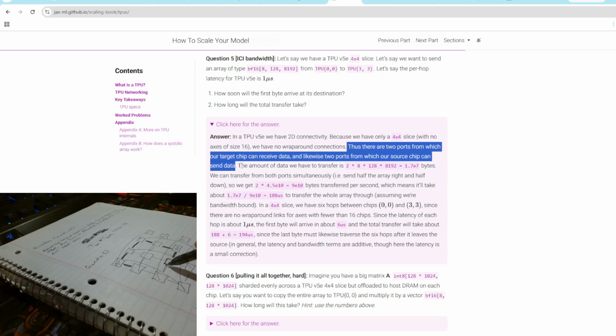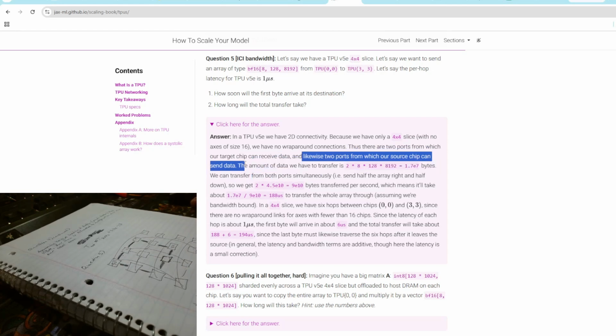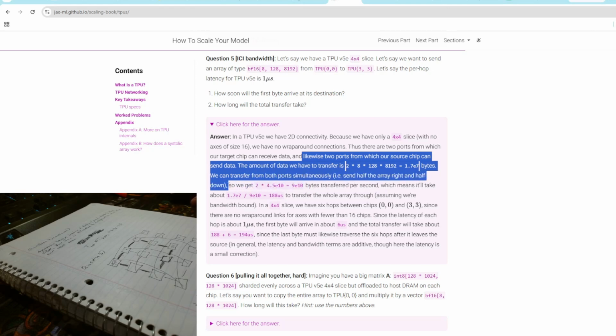So there's two ways to do this. Well, technically, there should be many more, but then you'd have to have logic for splitting it at these nodes. So anyway, okay, 2 ports means that we can split it up. The amount of data we have to transfer is that. Yep, we can transfer from both ports simultaneously. Send half right and half down.